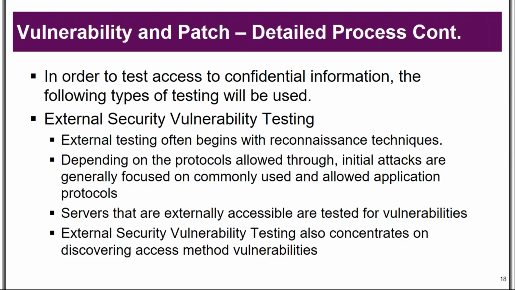Now, in order to test access to our confidential information, the following types of testing are going to be used. These are some recommendations. Again, it's not the end all be all, but there is external security vulnerability testing. And that testing is going to begin with reconnaissance techniques that search through public registration data and domain name service information or system service information and newsgroup postings and all those types of things to help us identify vulnerabilities that might be present on our system. Remember, a vulnerability is something that can potentially be done to your system. It becomes a threat once people start trying to exploit it. So right now we're trying to just gather information.